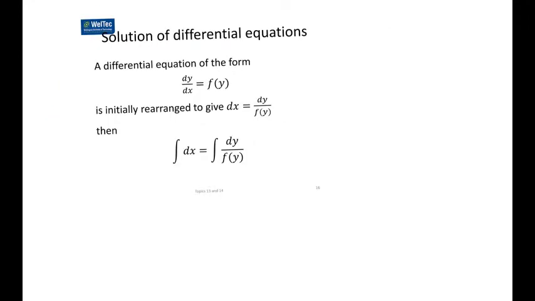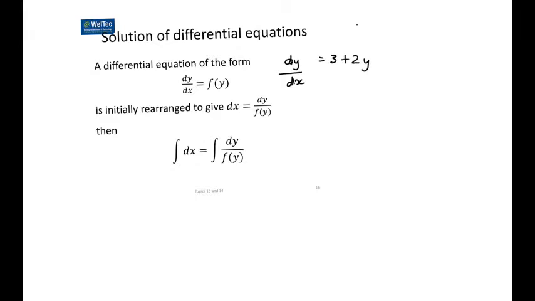Take a look at this. This is slightly different. This is where we have an example where the derivative is equal to some function of y. So we could initially rearrange it so that we've got dx equals dy divided by this function of y, and then we could find that the integral of dx is equal to the integral of the right hand side. For example, we might have something like dy by dx equals 3 plus 2y.